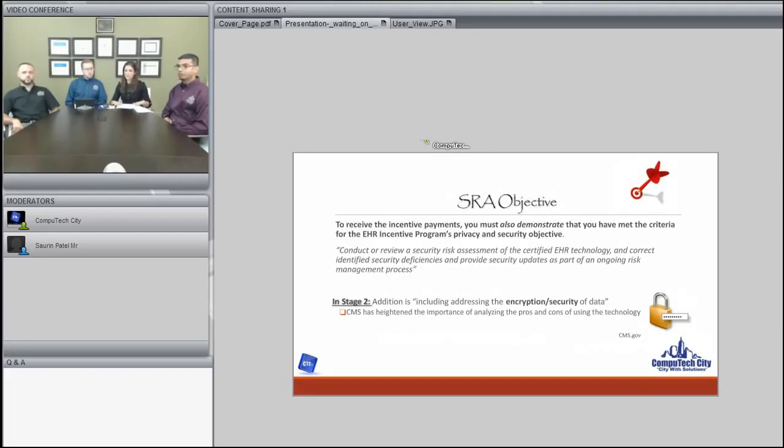So just to give you the definition of SRA, aside from attesting to your core measures, which you all know, the 15, and then the 5 menu sets, total 20, and clinical quality measures, which you have to report on as well, you have to do a security risk assessment. And to receive the incentive payment, you must also demonstrate that you have met the criteria for the program's privacy and security objective, which is the security risk assessment.